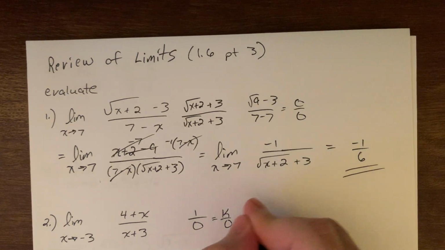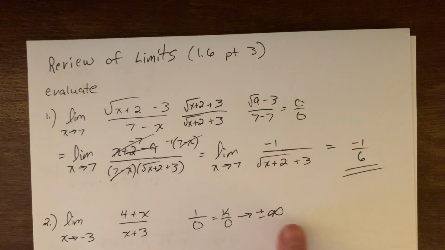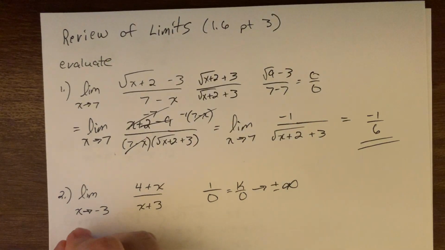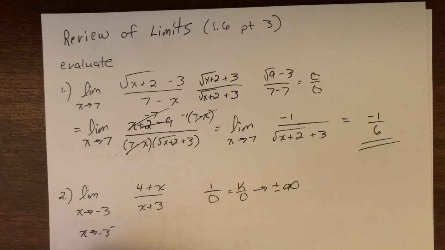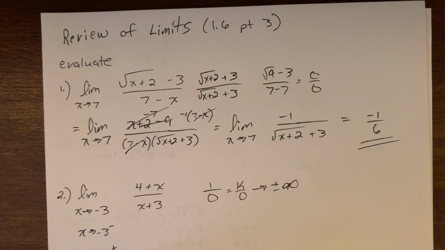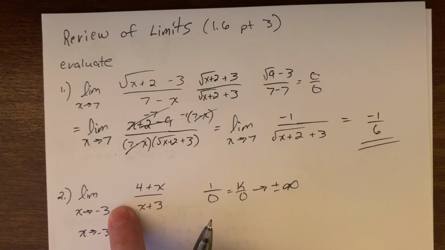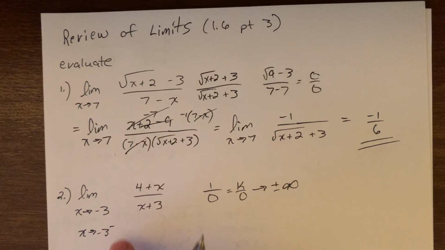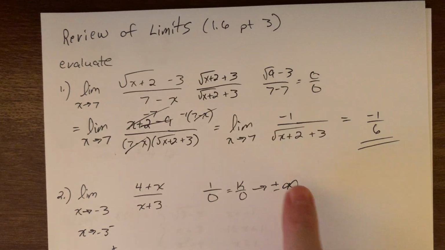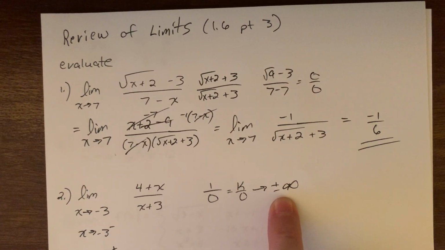But k over 0 is going to an infinity. But which infinity? Well, I'm going to have to approach from both sides here. I had just approaching negative 3 in the original problem, so I'm going to have to consider both sides. And I just am checking the signs. I don't care numerically about the values. I know it's an infinity. It's just the signs to figure out whether it's positive or negative infinity.